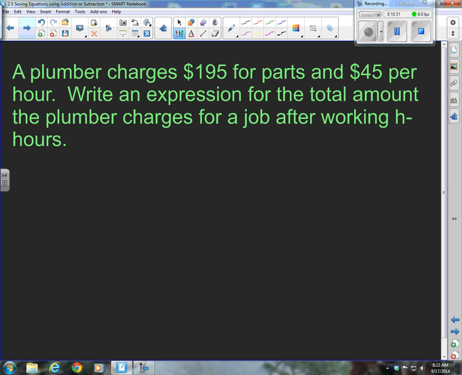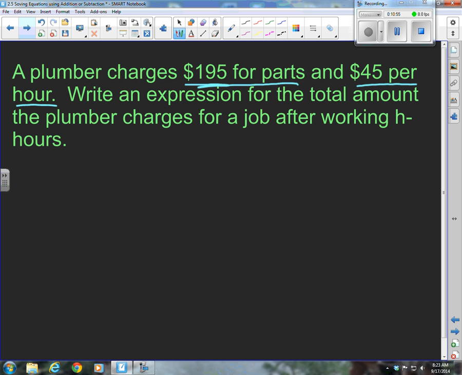Next page, I always want to throw a word problem in there just to keep us sharp on word problems. A plumber charges $195 for parts and $45 per hour. Well, I would say this is important. Don't know what we're asking yet. Well, I do know because I wrote the problem. But $45 per hour sounds important. Write an expression for the total amount the plumber charges for a job after working h hours.